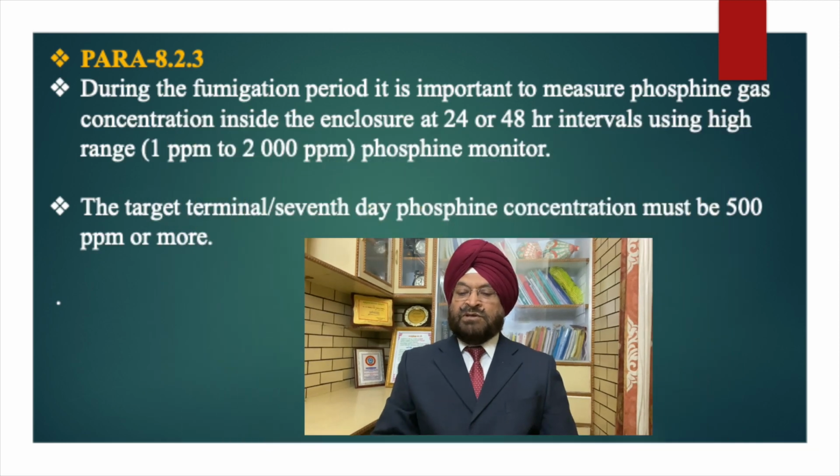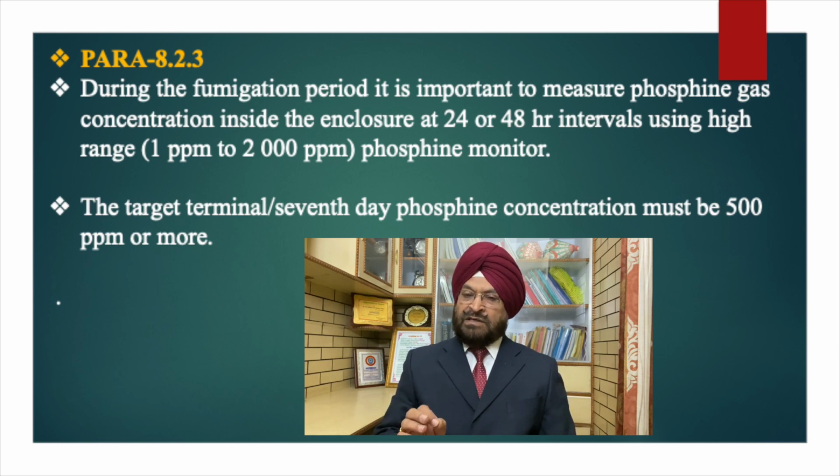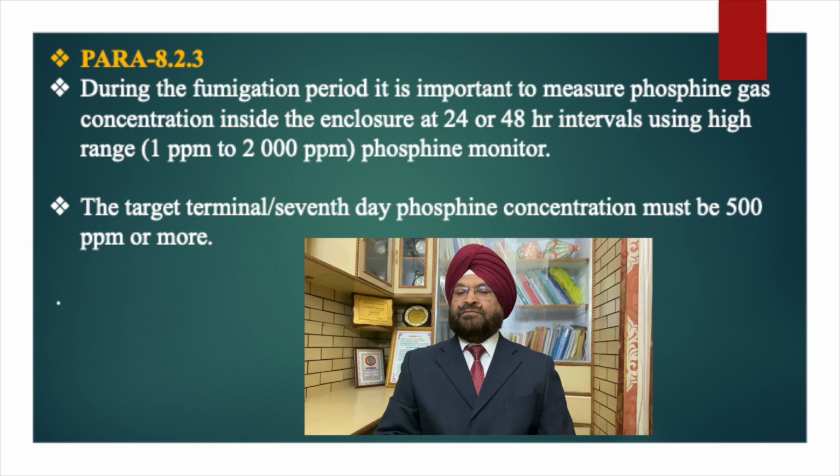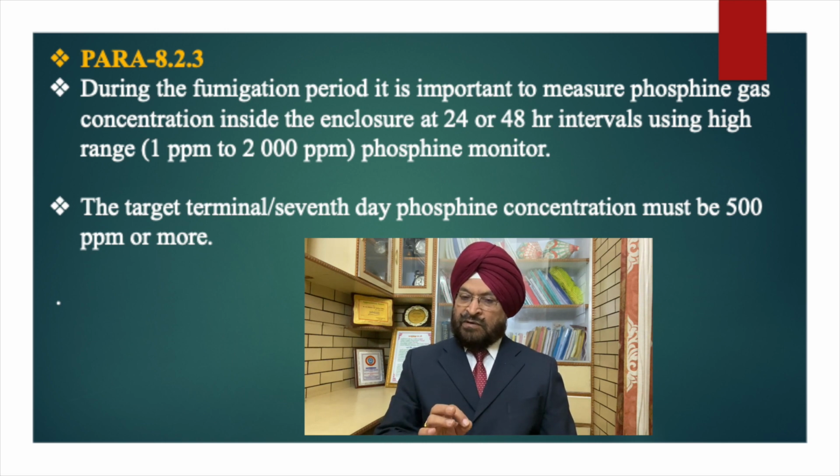Now, during the fumigation period, it is important to measure. You have conducted the fumigation. Now, whether the aluminum phosphide is releasing phosphine as per the requirement. So, measure the phosphine gas concentration inside the enclosure at 24 or 48 hour intervals. How to do it? Using a high range phosphine monitor, right? Its range is that it can measure 1 ppm to 2000 ppm. That is called a high range phosphine monitor, right?